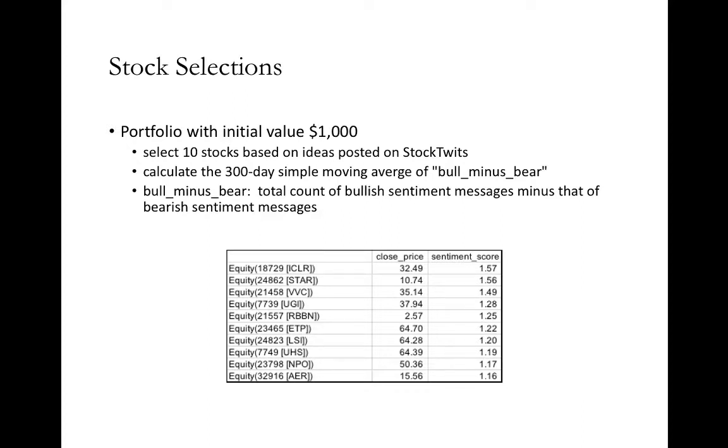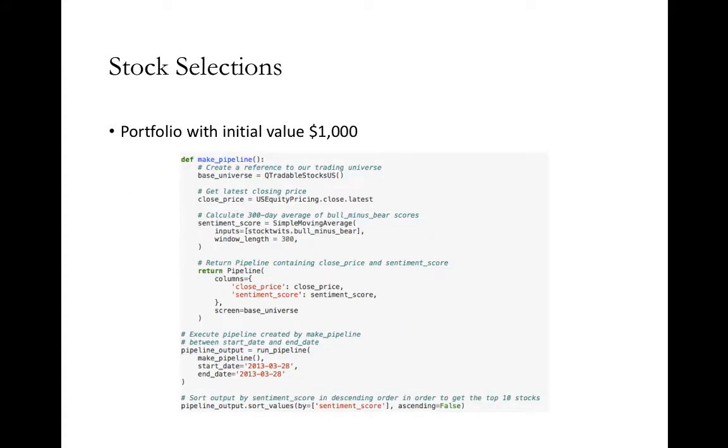Based on StockTwits trader mood from PsychSignal on Quantopian, we calculate the 300-day simple moving average of bull minus bear for each stock, which is the total count of bullish sentiment messages minus that of bearish sentiment messages, scored by PsychSignal's algorithm to reflect the public's understanding. So finally, we choose 10 stocks with top sentiment scores. This is the code for choosing stocks for this portfolio.